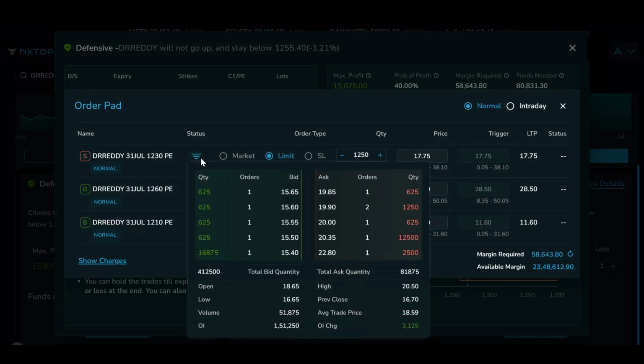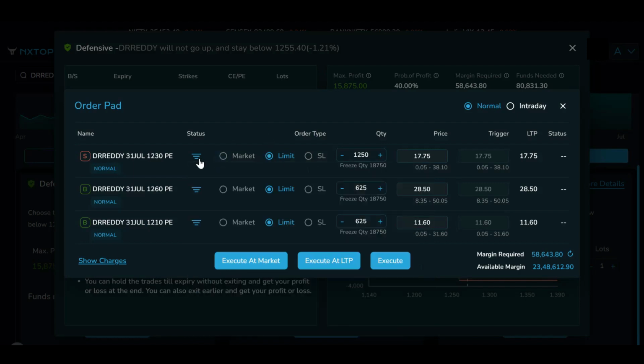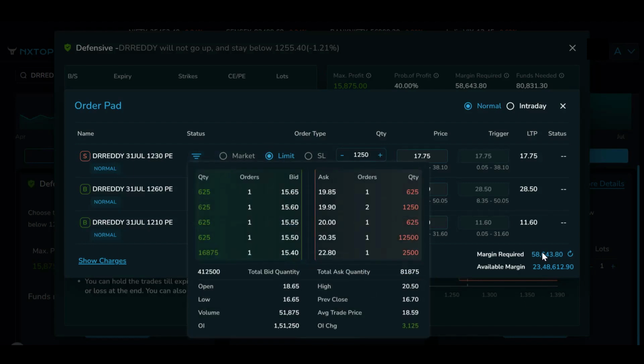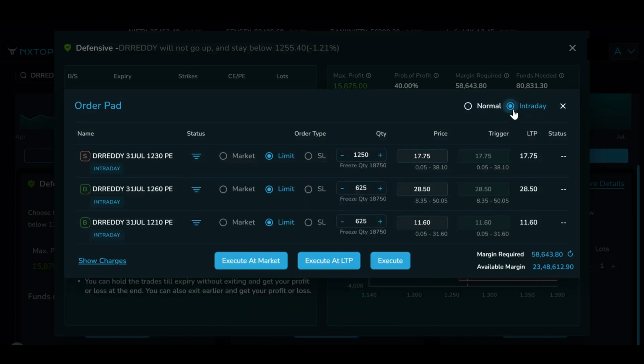Now you can see the order book here, like whether there is enough liquidity if you want to exit the trade, if you want to execute the trade. If you click on the status line, it shows you the order book. And then if you want to make it an intraday, you can click on intraday, and once the order gets executed, you can see the status here.